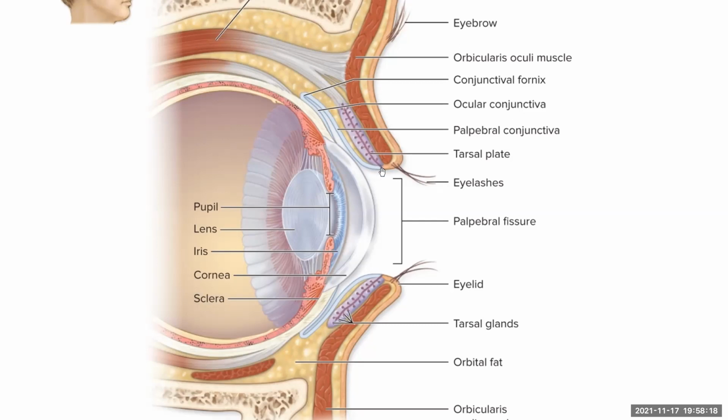But you can see you have that covering to the sclera here, and that's going to be our ocular conjunctiva. And then you're going to have on the inside of our eyelids here also that covering, that's the palpebral conjunctiva. But where they both come together and meet, this little corner here and here, that's the conjunctival fornix, where both the ocular and the palpebral conjunctiva come together and meet one another.